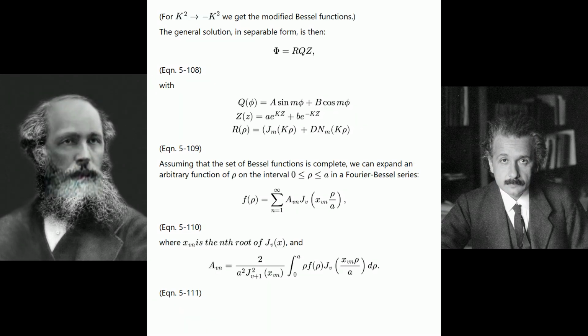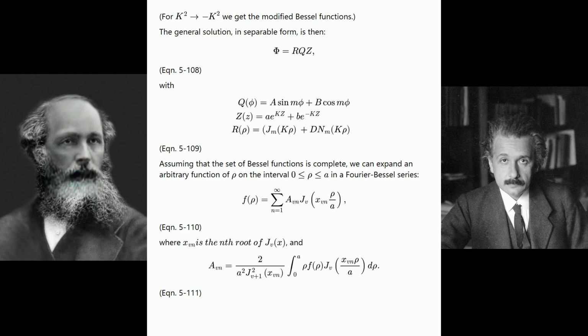For k squared going to negative k squared, we get the modified Bessel functions. The general solution in separable form is then, see equation 5-108, with see equation 5-109. Assuming that the set of Bessel functions is complete, we can expand an arbitrary function of rho on the interval 0 less than or equal to rho less than or equal to a in a Fourier-Bessel series. See equation 5-110, where x sub v n is the nth root of J sub v of x.